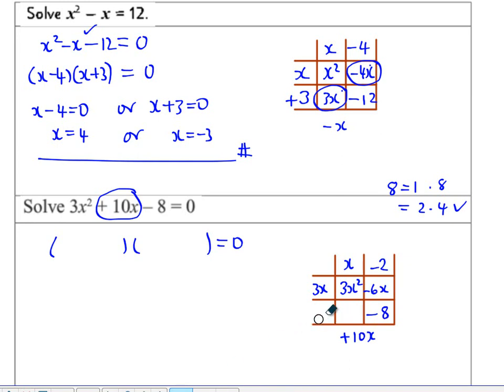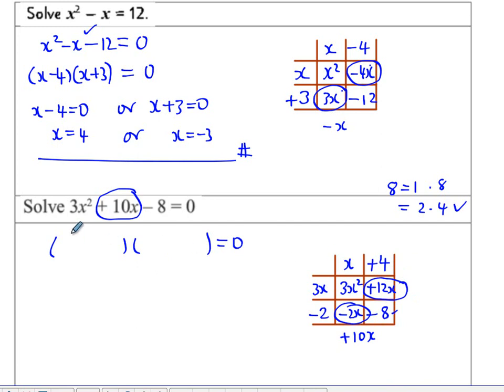Now, is there another way to do this? What if I have 4 here and I have 2 here? 4 times 2 is 8, because I want positive 10x. So my bigger number is positive, my smaller number is negative. So 4 times negative 2 is negative 8, so that's okay. 4 times 3x is positive 12x. Minus 2 times x is minus 2x. If I take that and that, it gives me 10x.